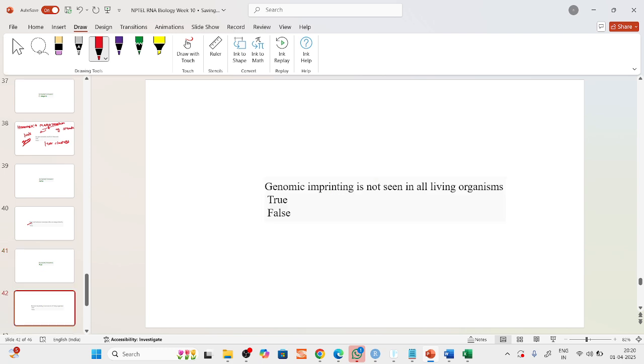Next question is, genome imprinting is not seen in all living organisms. Is it true or false?